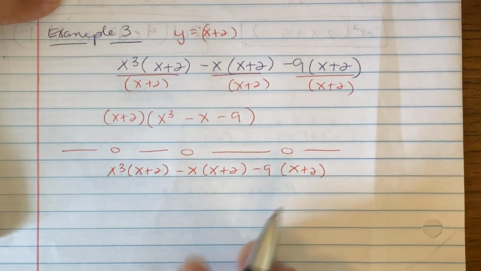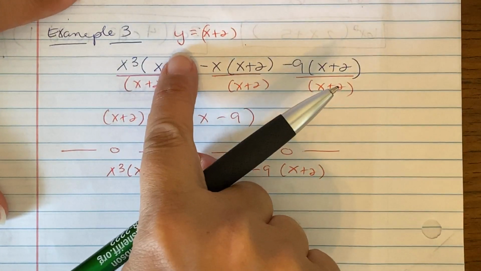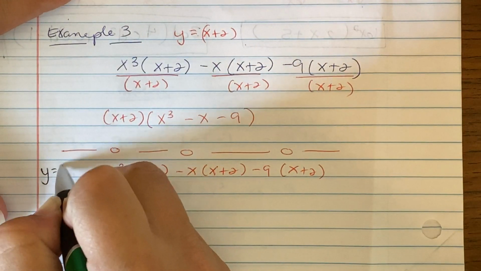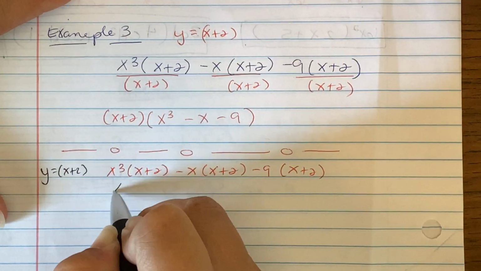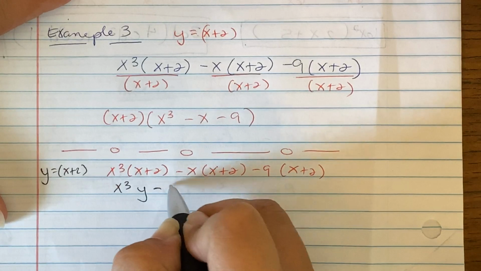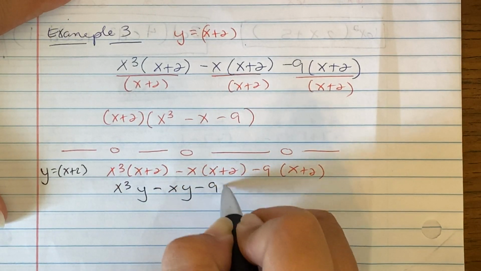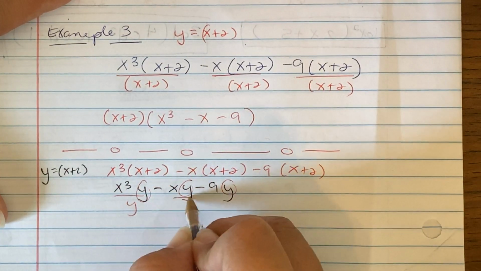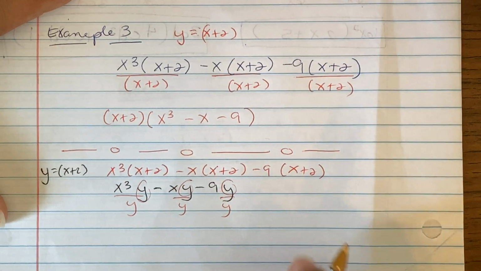If you did not see that x plus 2 was a GCF, I used y equivalent to x plus 2, so I'm saying that y is going to represent the bubbles that are x plus 2. So I become x cubed y minus xy minus 9y. And now I notice that they all share a y in common. So that's what my GCF, if I use substitution, would be.